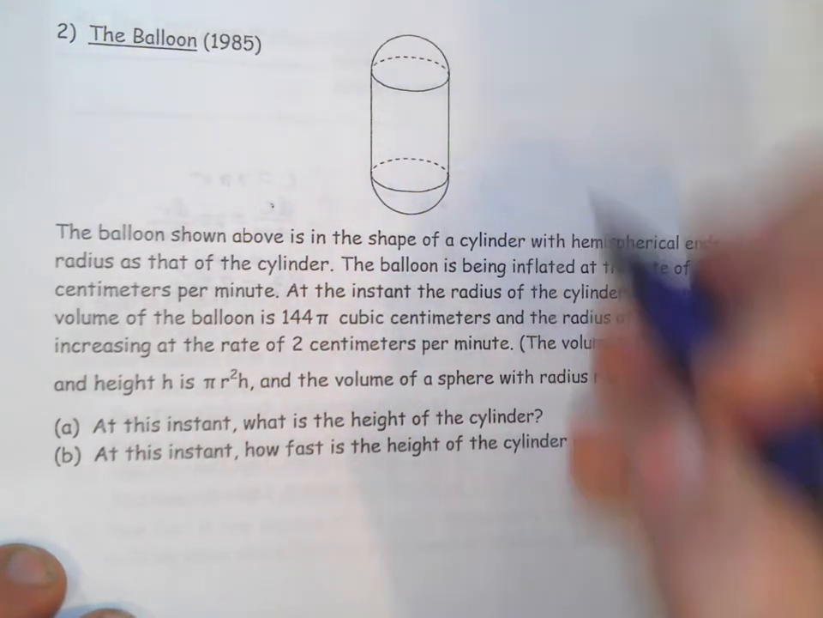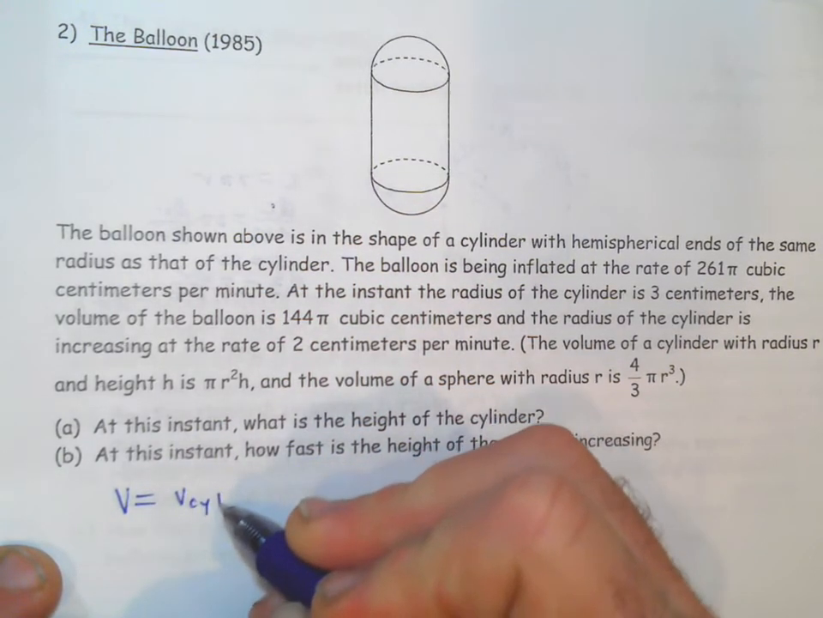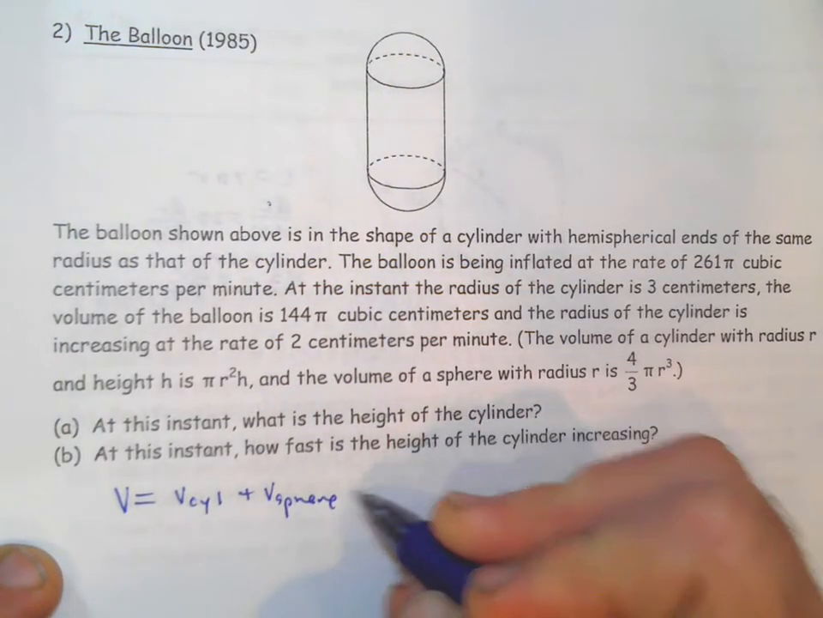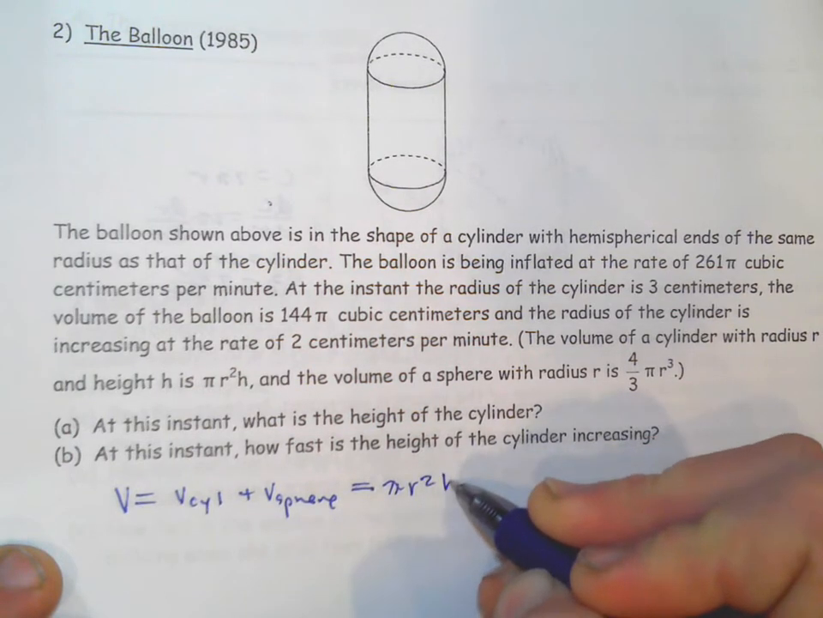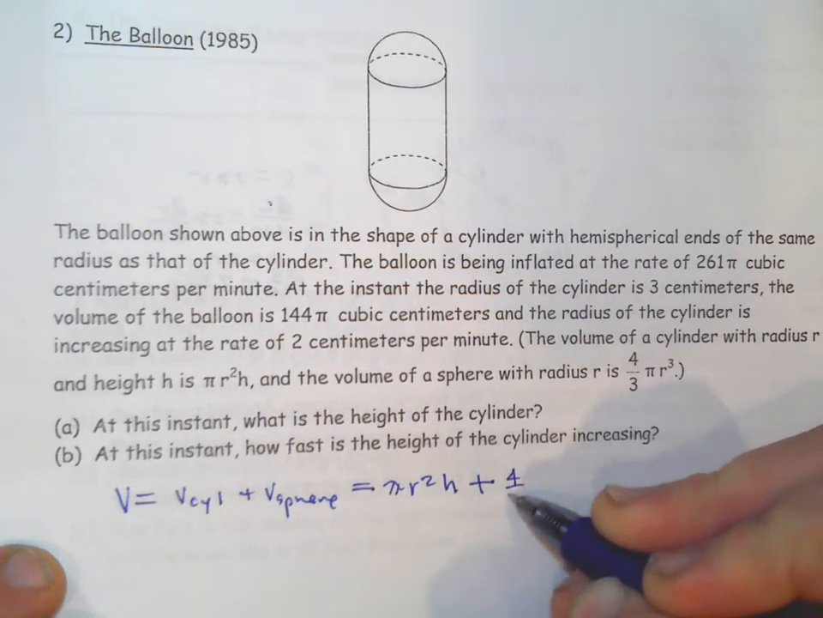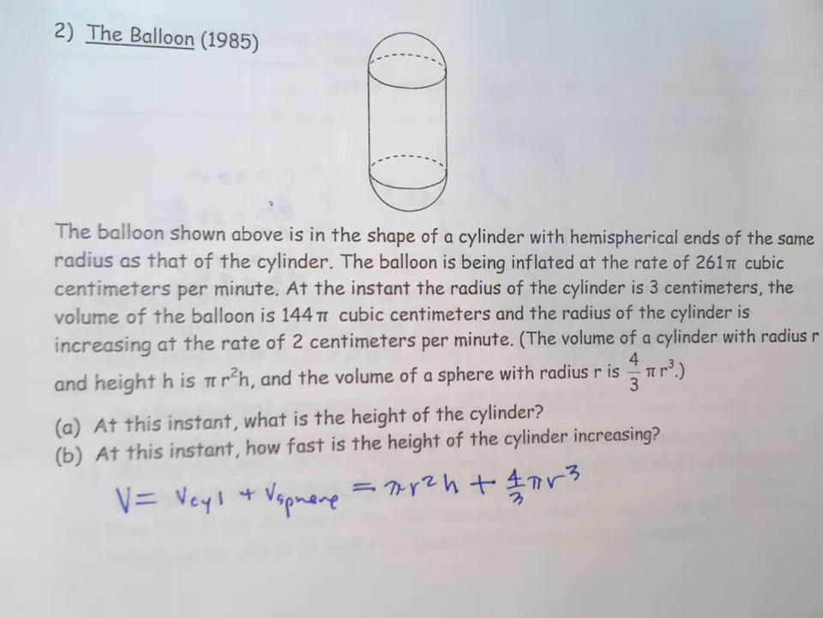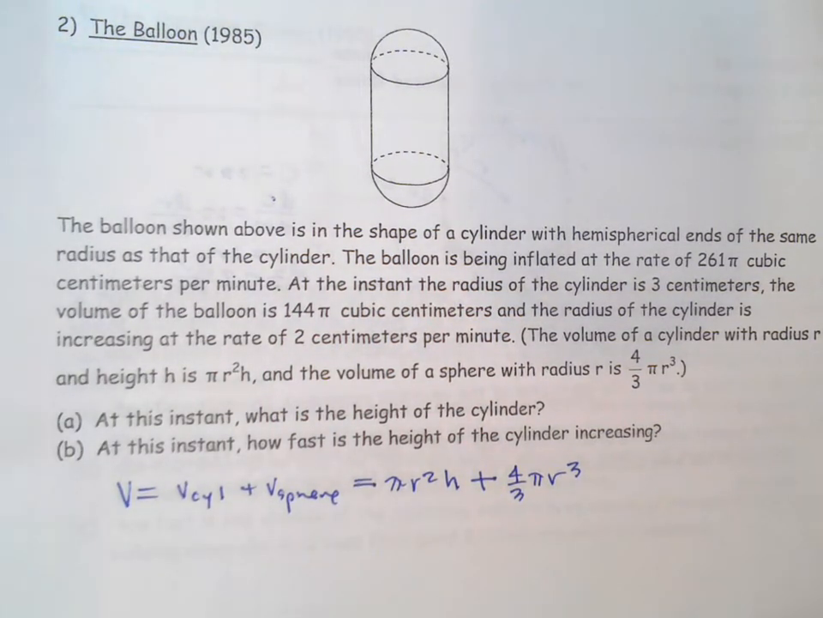So I think we need an expression for the volume of the whole thing, which is the volume of a cylinder plus the volume of a sphere, right? Because there's two half spheres, so that makes a whole sphere. So the cylinder is pi r squared h, and the sphere is going to be 4/3 pi r cubed, if I memorize that correctly. So anyways, you're going to use this. Part A isn't calculus yet, it's just some geometry. You're going to try and solve for an h.